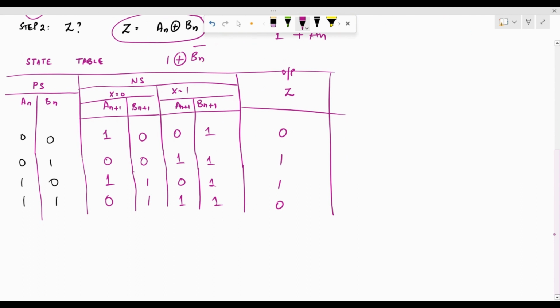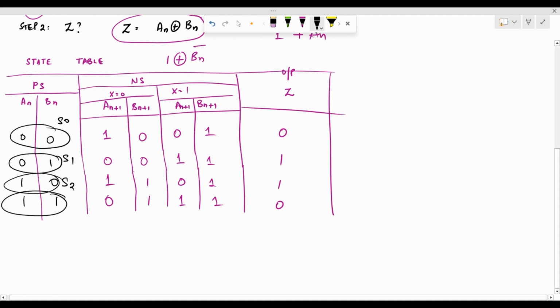What we're going to do next is assign state names or state variables to these binary values, right? So I'm going to consider that 0, 0 is nothing but S0. This is S1, S2, and S3. So in that case, if I put together these values, again I can obtain these next states in terms of the state variables. So 1, 0 here is nothing but S2. So I can replace this and write it as S2 and so on.